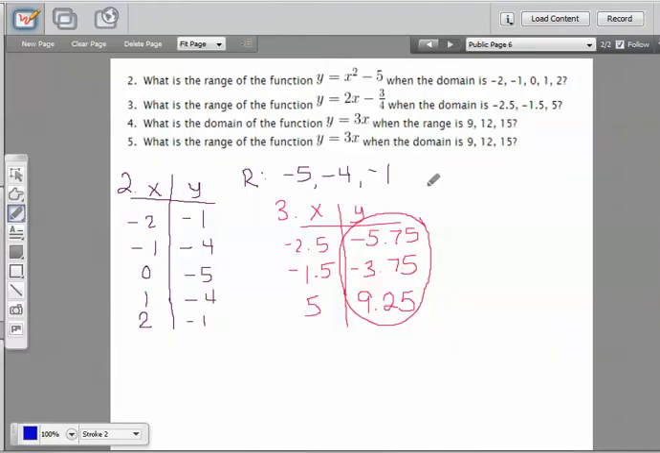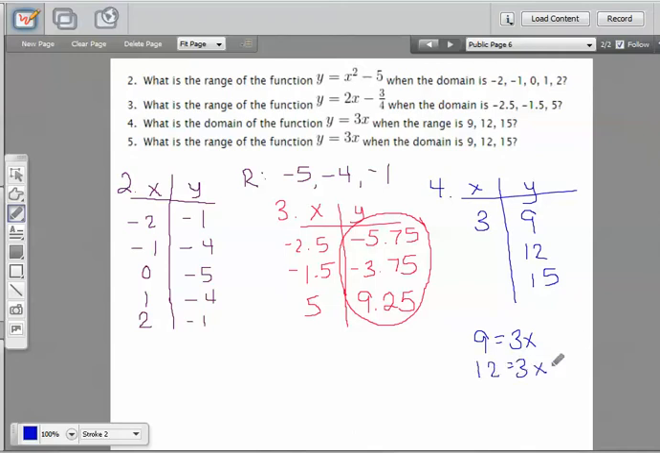For number 4, let's take a look here. What is the domain? So this time we're looking for the x values when we know the y values are 9, 12, and 15. So this time we're going to work backwards a little bit, right? We're going to go ahead and substitute 9 in for y and solve for x. So dividing each side by 3 gives me 3. 12. So 3 times what is 12? So 3 times 4. And then you can probably guess it. We would get 5 there for the last one. So the domain we're looking for here, number 4, is 3, 4, 5.